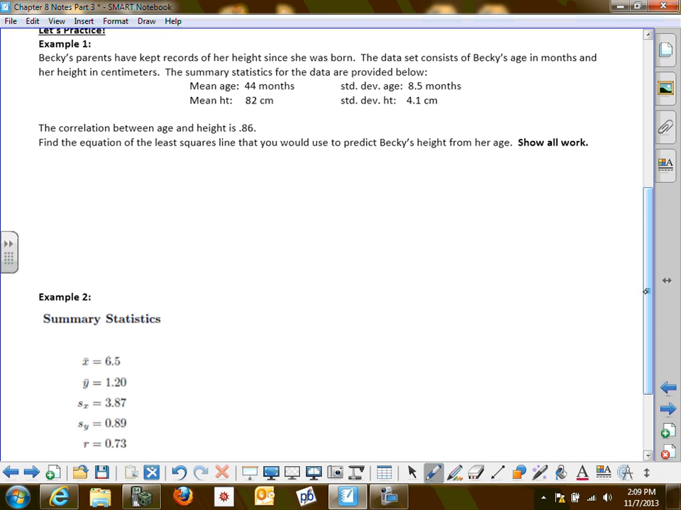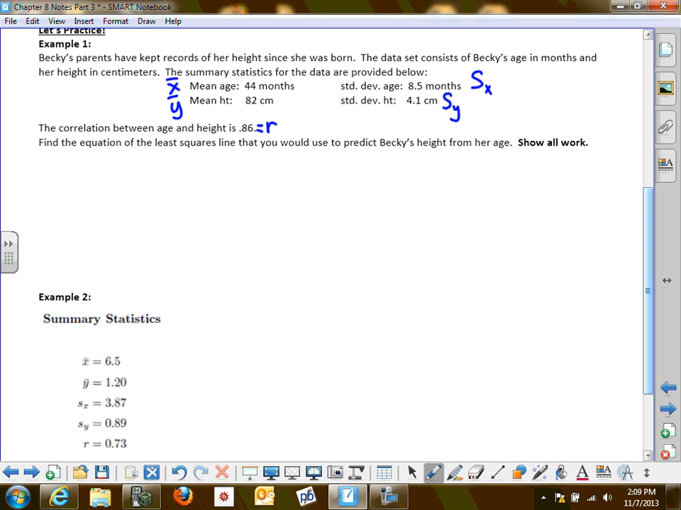So, this mean age would be represented by your x bar, because that is the average of the x variable. Mean height would be your y bar. Over here, standard deviation of the age is s of x, and then this is s of y. Additionally, we are told that the correlation between age and height is 0.86, so that is your correlation coefficient. So, we want to find the equation of that least squares regression line.